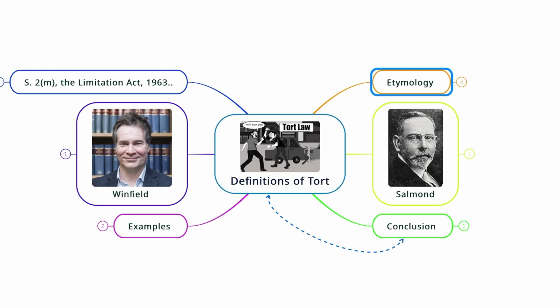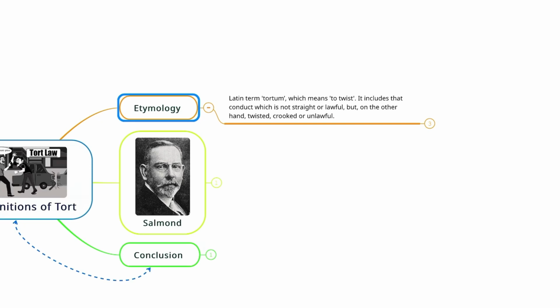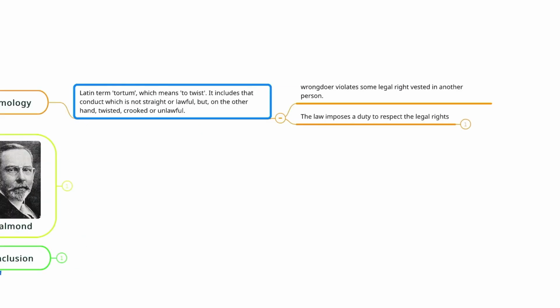Let us understand the root word of tort. What is the root word for tort? The word tort came from the Latin term tortum, which means to twist. It includes conduct which is not straight or lawful, but on the other hand, it is twisted, crooked or unlawful. So, what is tort? Tort is a wrongful act committed by a person, and whoever commits the tort is known as a wrongdoer.